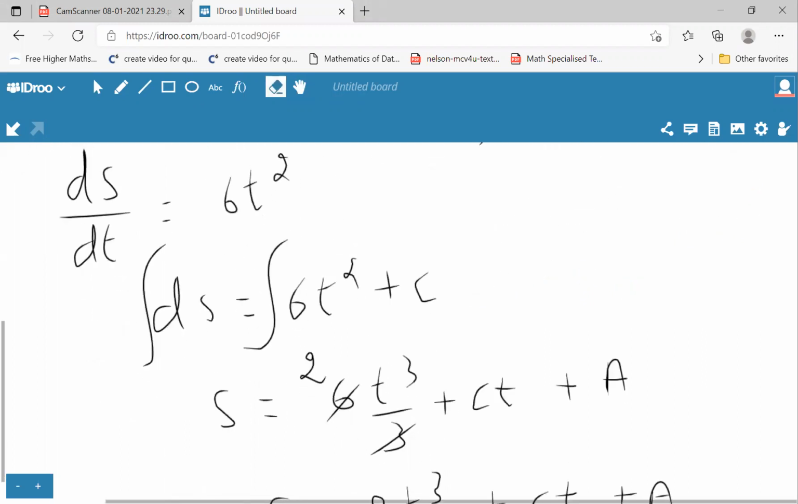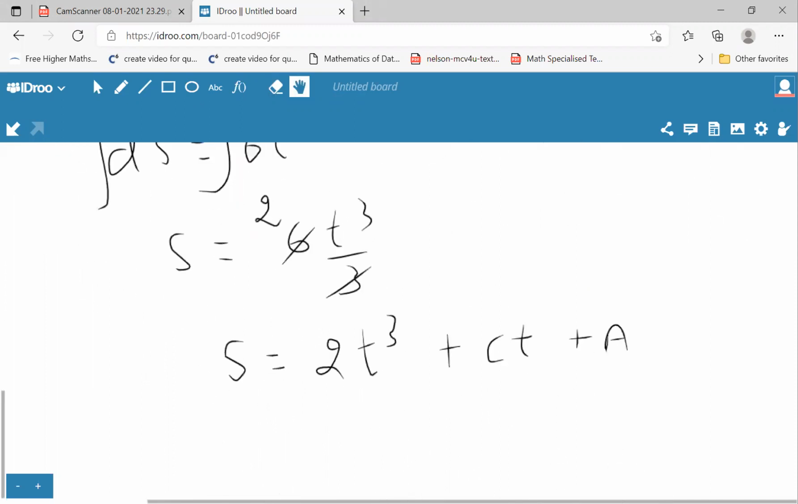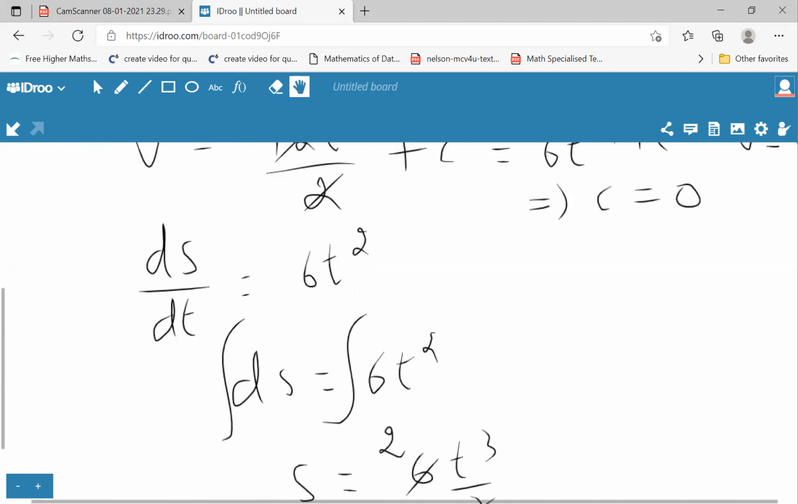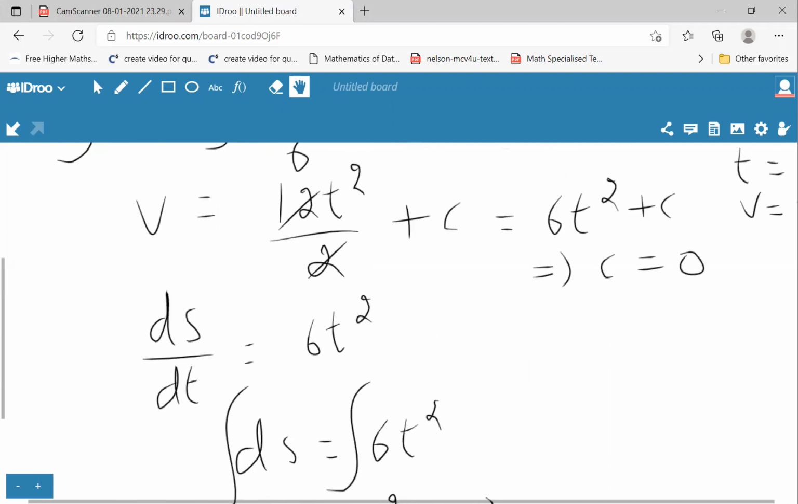So we can actually take this c off. So when you integrate here, what do you get? I'll explain again. v is equal to 12t squared by 2 plus c, but c is equal to 0. So ds by dt is 6t squared. So v is ds by dt. It is now going to be 6t squared.